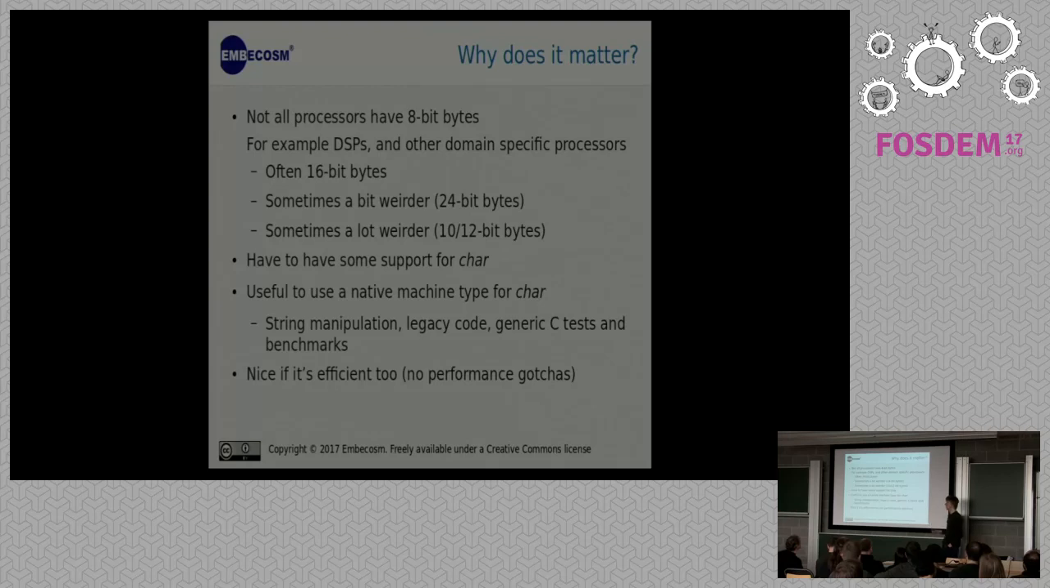It's very useful if you can use a native machine type for chars, for efficiency reasons, and because it's more obvious what's going on and how it maps down to assembly and machine code. It's also important if you want to do string manipulation, or use any legacy code or generic benchmarks and tests. It's useful to have reasonably well-performing, native support of chars. Workarounds may be functional and may obey the standard, but may not be useful if you're benchmarking, or if your programmers find that, oh, actually you've put a workaround in and chars are 3 times less performant than just using integers for memory accesses. That's not very helpful.